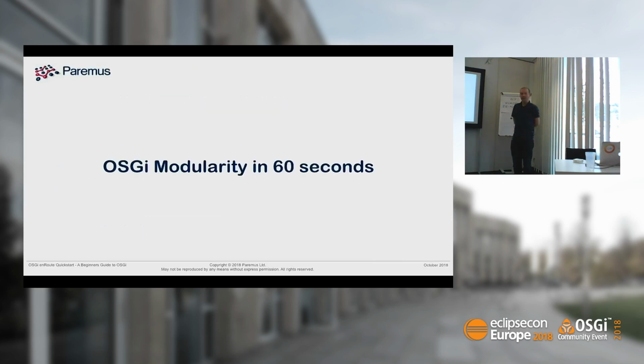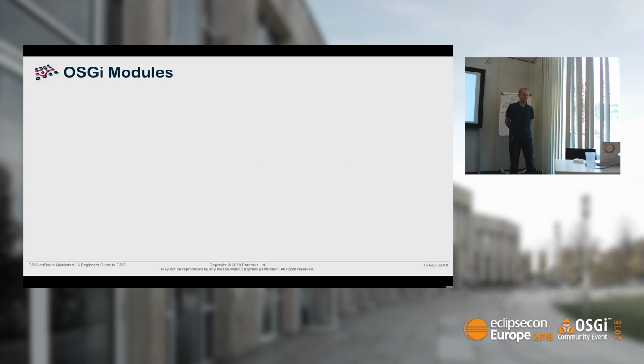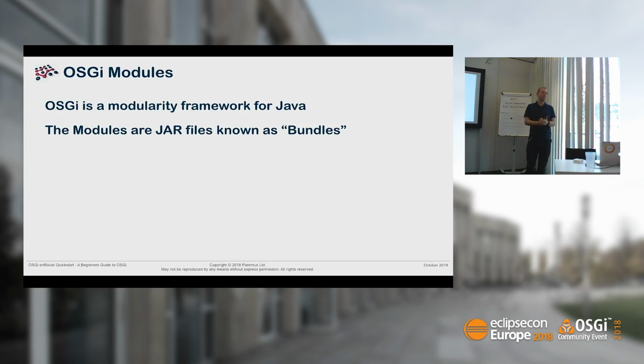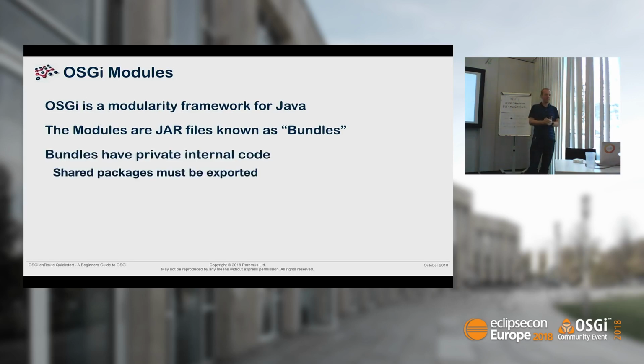So, we're here to talk about quick start, so I thought really I need to talk about OSGi modularity in 60 seconds. So, let's start by talking about modules. OSGi is all about modules. It is a modularity framework for Java. And these things that we have are known as bundles. When we say an OSGi bundle, it is a module. You've got private internal state in your bundle, and you've got packages that are shared between them.